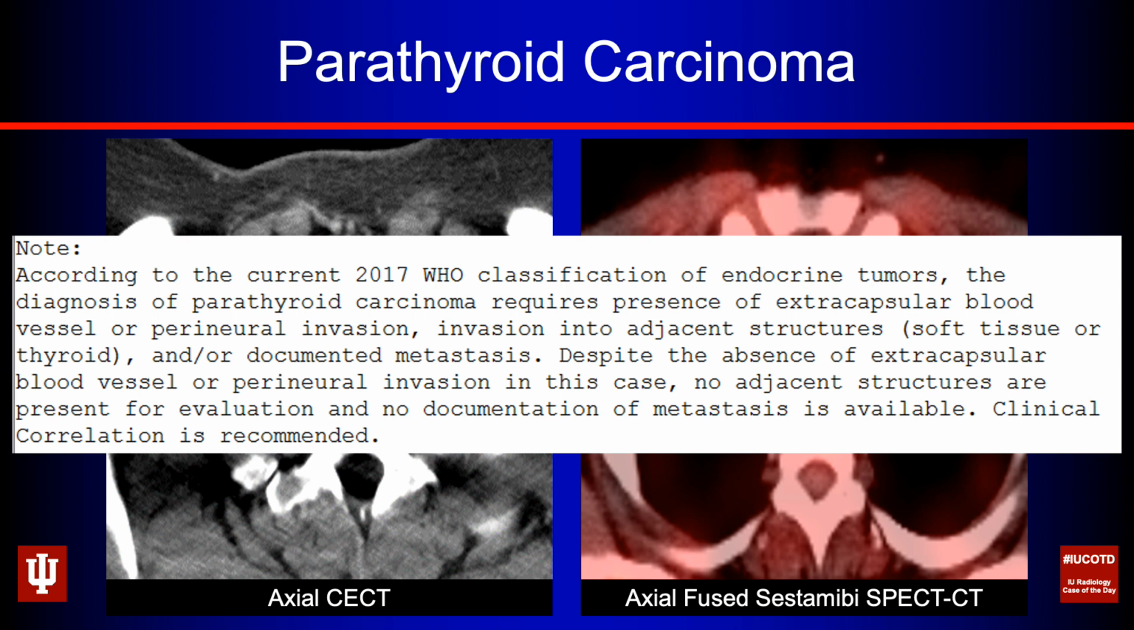of surrounding soft tissues. In order to make this diagnosis, you have to see presence of extracapsular blood vessel or perineural invasion, or invasion into the adjacent structures, and that would include the surrounding soft tissues or the thyroid, or you have to have documented metastases. And even the pathologist can't make all of those calls.